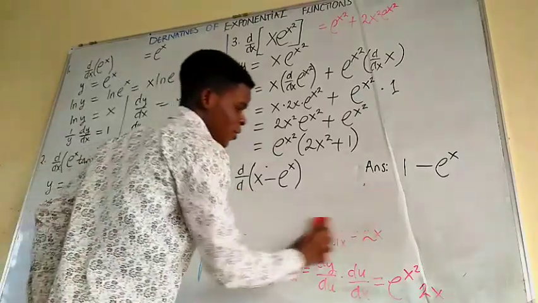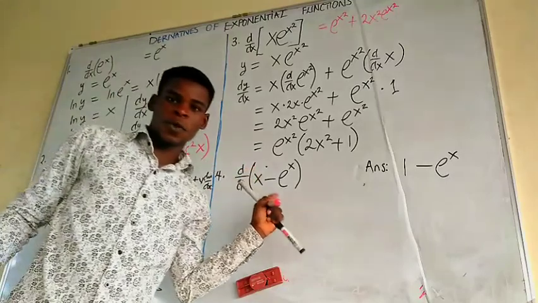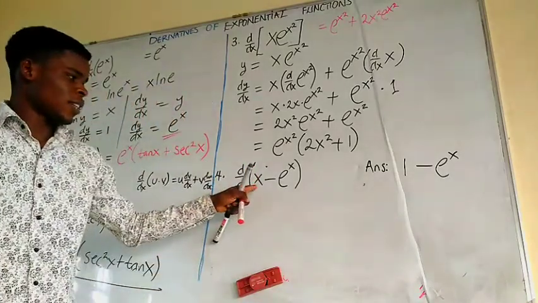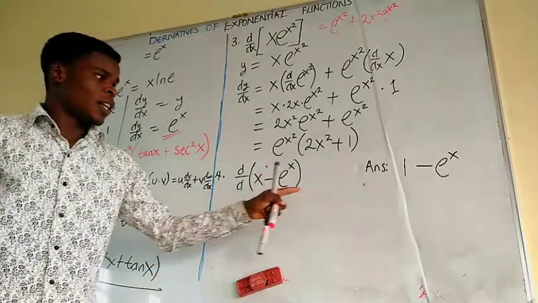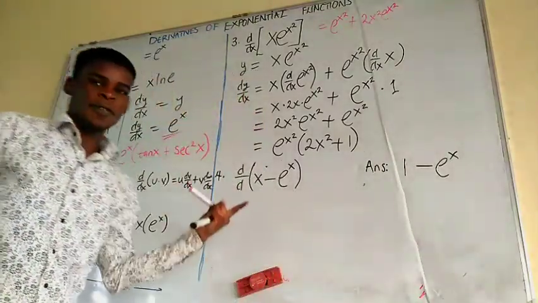In fact, I will allow this for you to do. I'll leave this one right here for you guys to do it. This is just x, and this is just negative e to the x. This right here is the answer, 1 minus x to the power. I believe you can do this right.